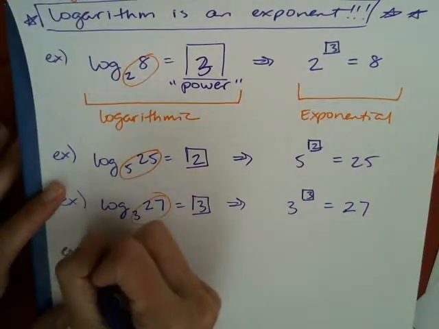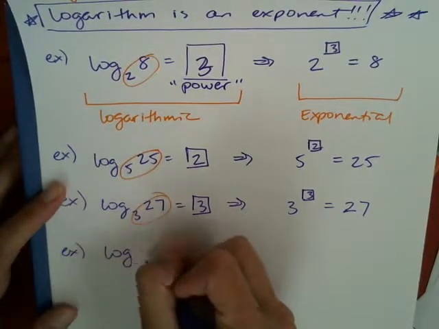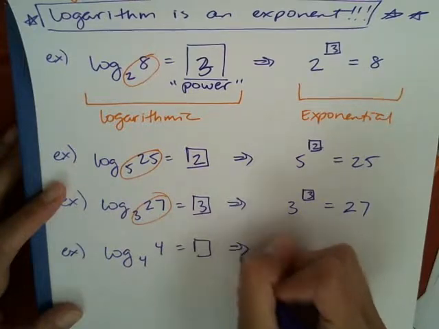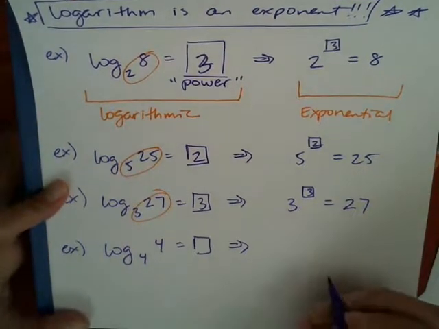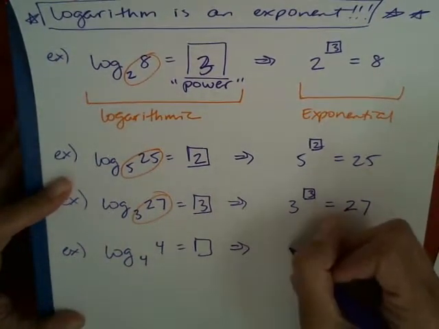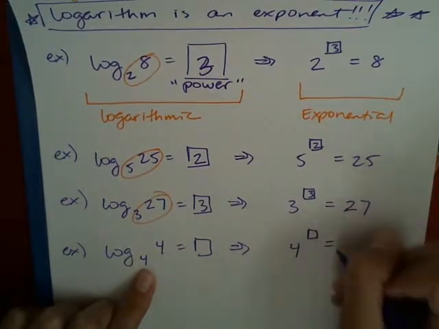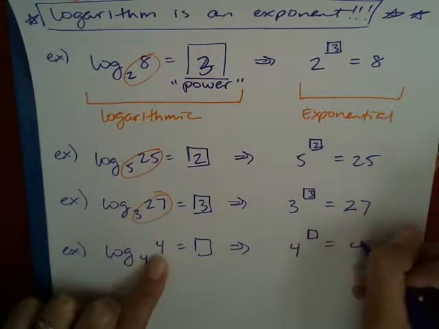Okay, how about this one? Log base 4 of 4. A logarithm asks for a power. So I can write it out, you can write it out too. This says 4 to what power gets you to a 4?